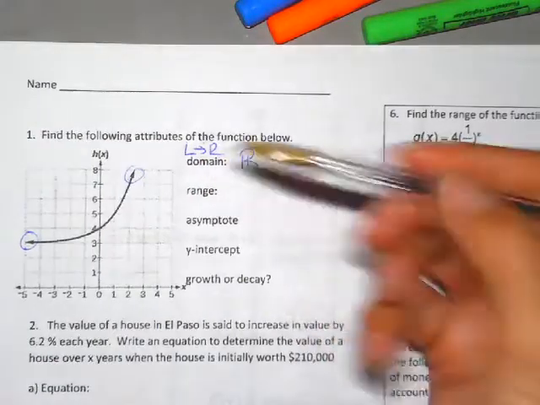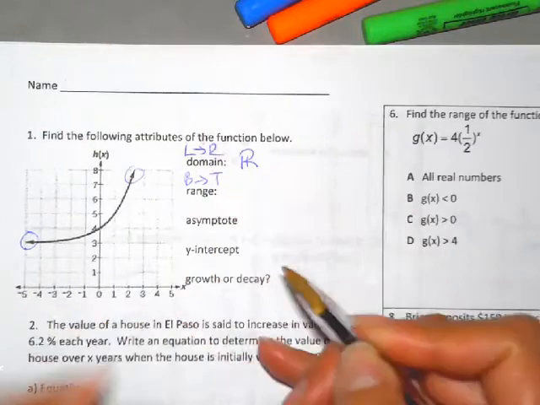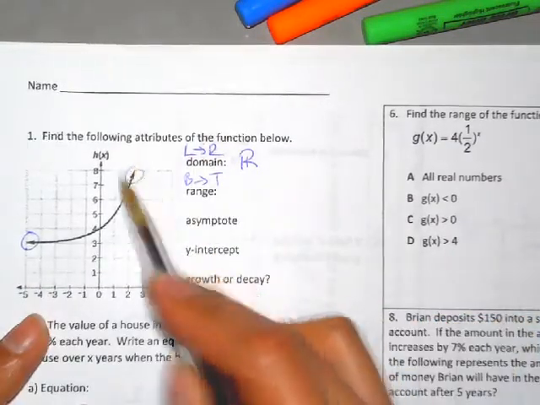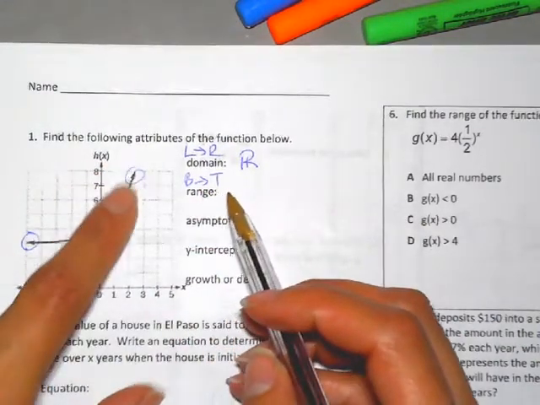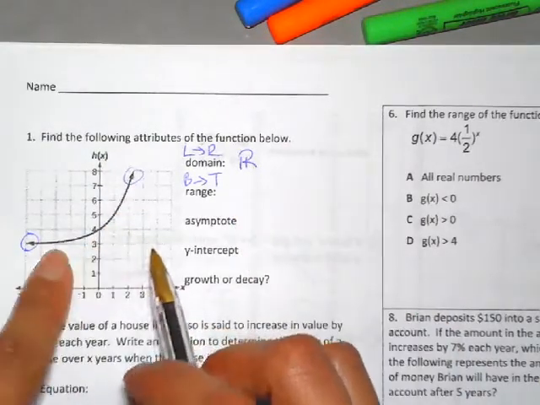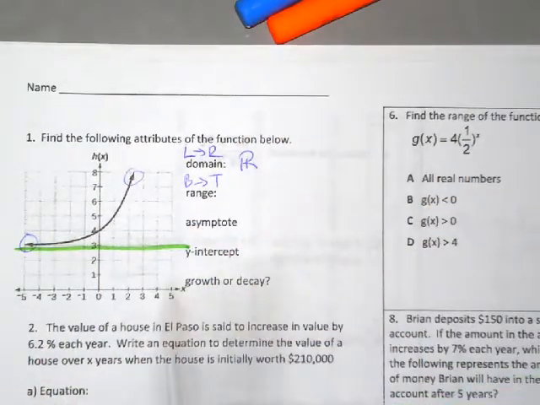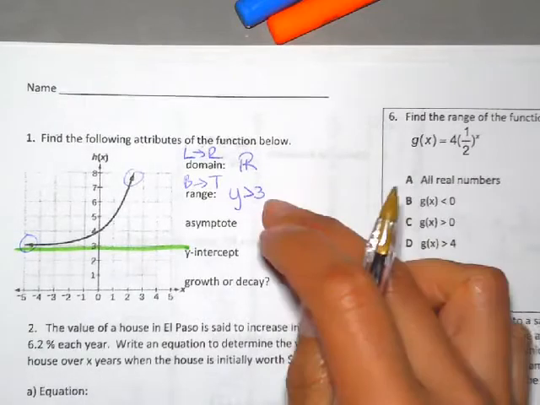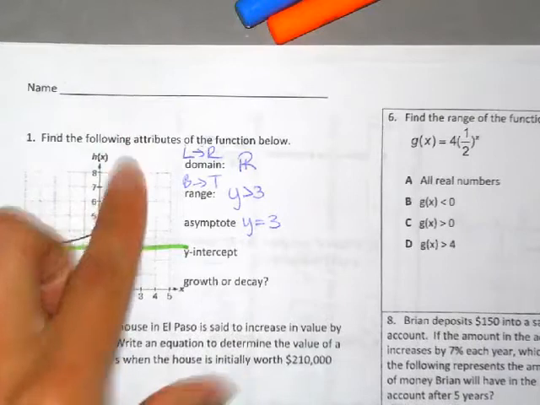And then range is bottom to top. At the bottom, how low does this go, and then how high does it go? Well, obviously it's going to keep going because of the arrow. And because it's an exponential function, we know that it is approaching the 3 but never crosses it. So our range is y is greater than 3. It cannot be equal to, though. Why? Because our asymptote is 3, meaning it approaches but will never get to 3.